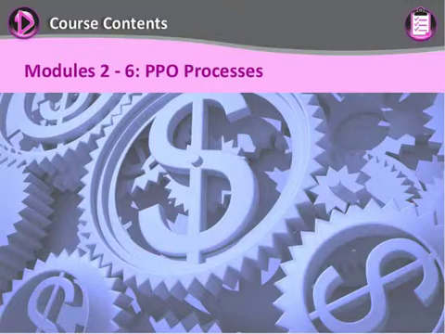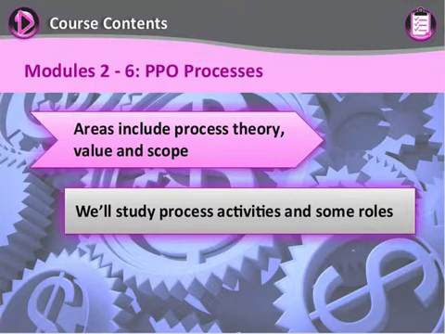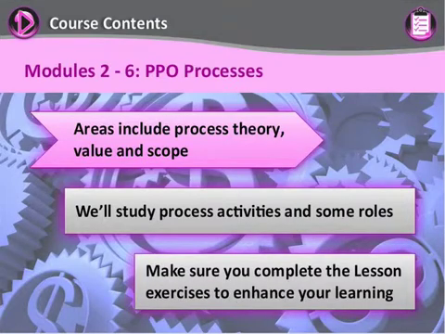Modules 2 to 6 focus on the PPO processes. We'll study areas including process theory, value, and scope. We'll look at the activities related to each process, and for some of them, we'll also study the main roles. There are lots of exercises included with these lessons. Make sure you complete all of them to get the most out of your studies.